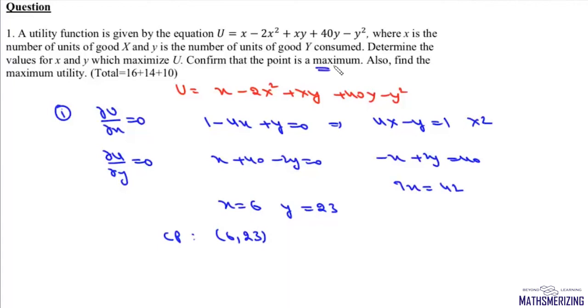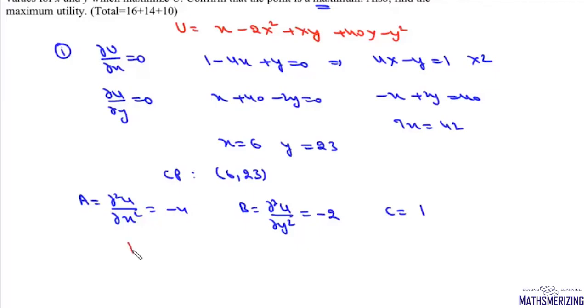So for that, what we'll do is we'll find a, which is del square u upon del x square. Now we'll partially differentiate this function again with respect to x. We'll get this as minus 4. We'll find b, del square u upon del y square. So we'll partially differentiate with respect to y. We'll get this as minus 2. And we'll find its cross derivative c. So we have to differentiate this function now with respect to y. So the value of c is simply 1. From here also we'll get the value of c as 1.